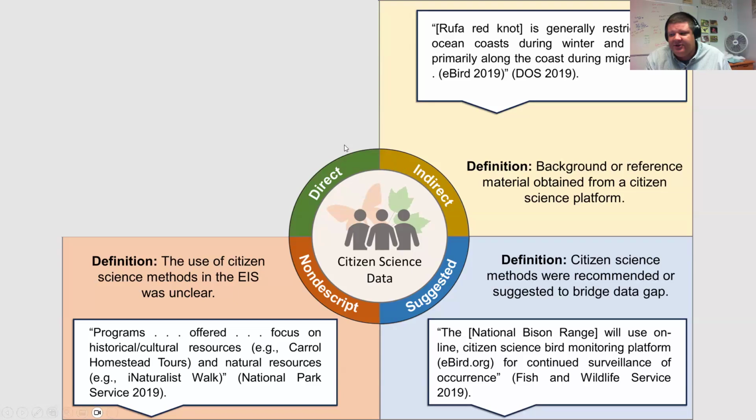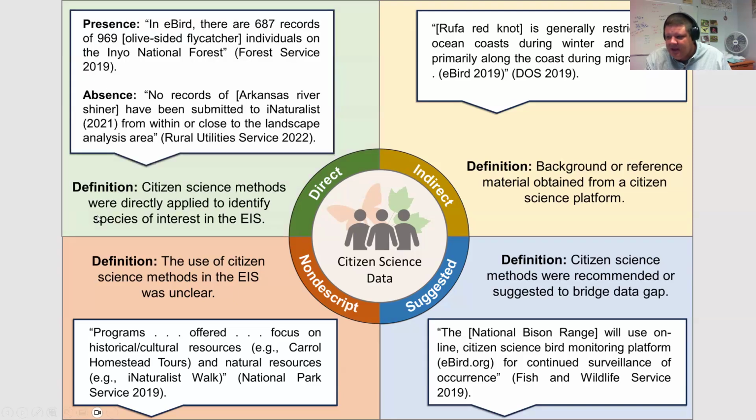The one that we are most interested in is this direct usage of citizen science, community science, iNaturalist, eBird. So citizen science methods were directly applied to identify species of interest in the environmental impact statement. In other words, it's being used to make an informed decision or implication of that species' presence or absence within that area that is, again, undergoing that widening bridge, like the minor case, to a new road being developed, to a mine being expanded, whatever it might be.